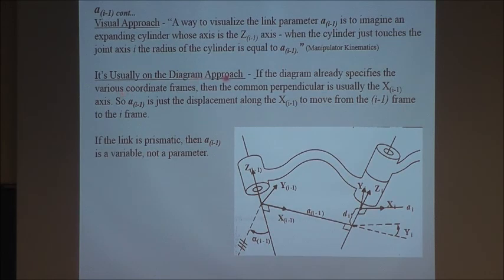Usually on the diagram, if the diagram already specifies the various coordinate frames, then the common perpendicular is usually the xi minus 1 axis. So, conventionally, you use this perpendicular axis as your xi minus 1 axis. It's a convention. It's nothing magic about it. And people just follow the convention. Okay? It's like having a standard for a product, industries will follow that.